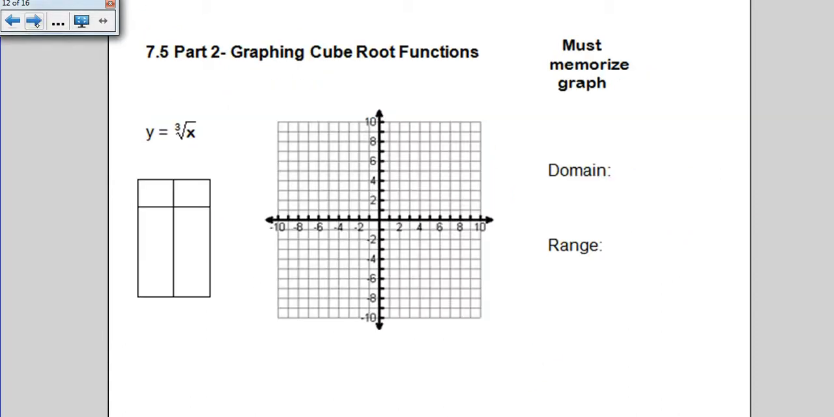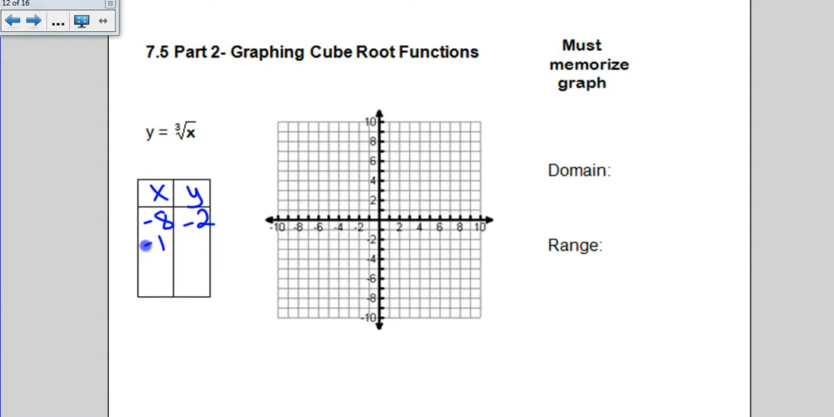Okay, next we're going to talk about graphing cube root functions. Now, cube roots are very different from square roots because we can take cube roots of negative numbers. So when I think about numbers that are pretty to take cube roots of, numbers like 0, 1, and 8 come to mind. So I'm going to actually go to both positive and negative. So the cube root of -8 would be -2.